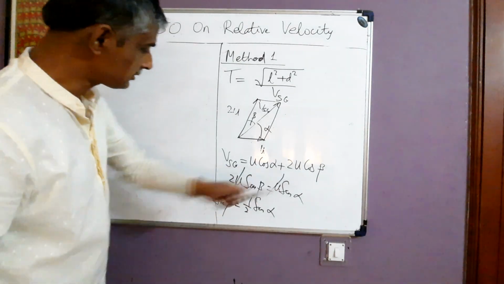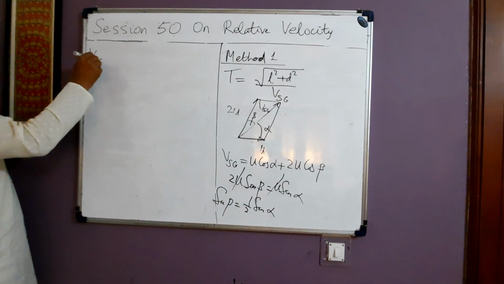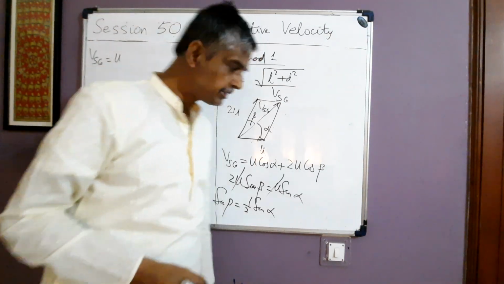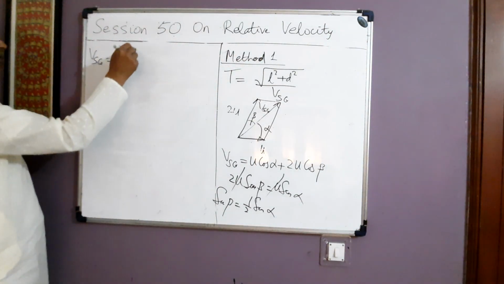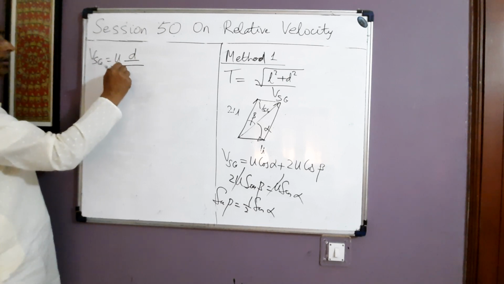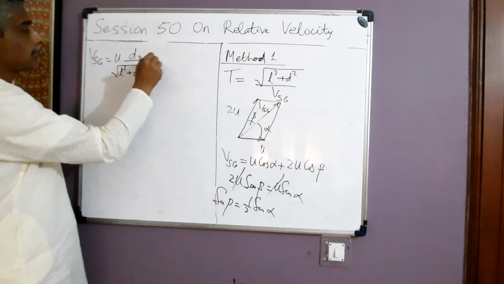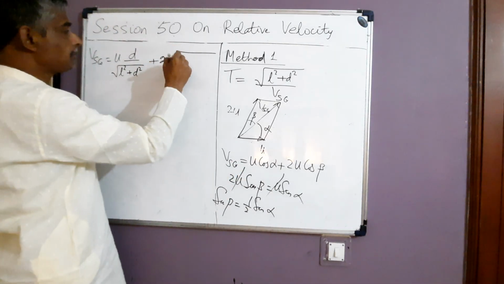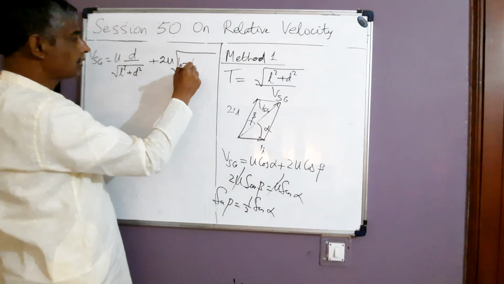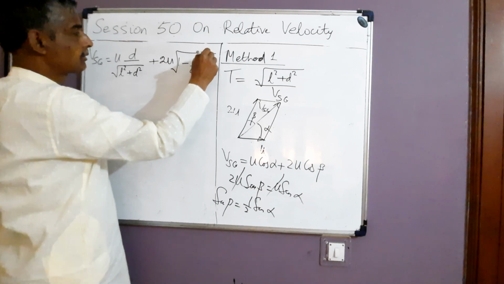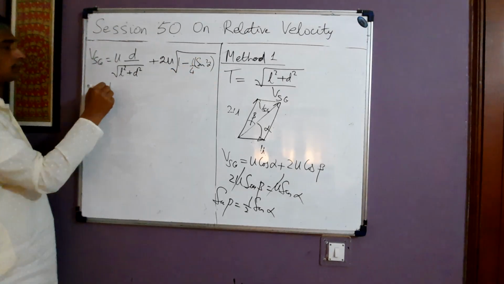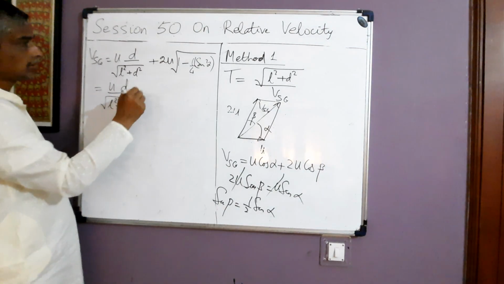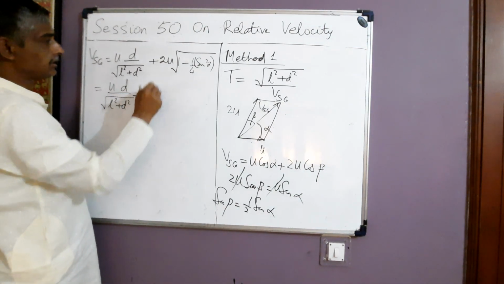So substitute in this. VSG becomes U times cos alpha. Tan alpha is just equal to L by D, so cos alpha becomes D by root L square plus D square, plus 2U cos beta. Cos beta is root under 1 minus sin square beta. Sin beta is half sin alpha, so sin square beta is 1 by 4 sin square alpha.